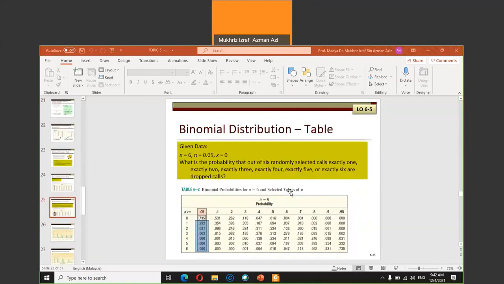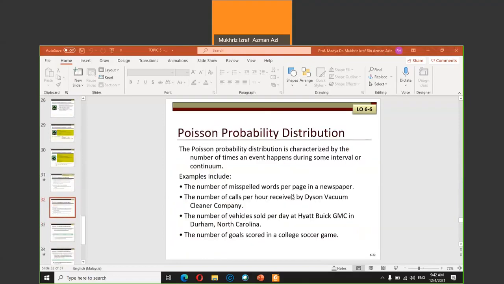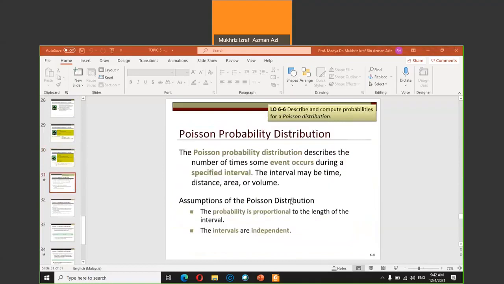So in comparison with the Poisson distribution: Poisson is under the family of discrete probability distributions. It describes the number of times some event occurs during a specified interval. It can be time, distance, area, or volume. Unlike binomial, where you have the number of trials, as in the questions you did last week, and you also have the value of pi, which is the probability of success.